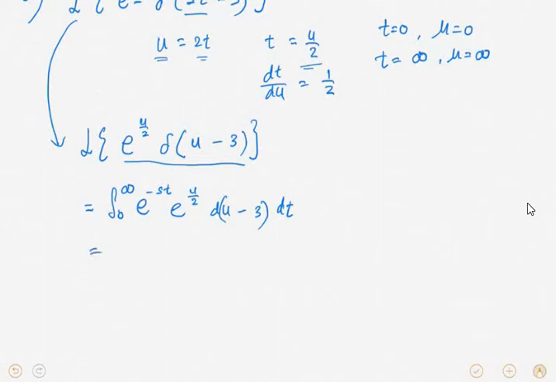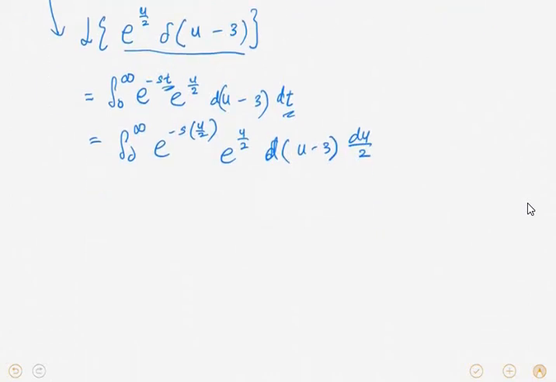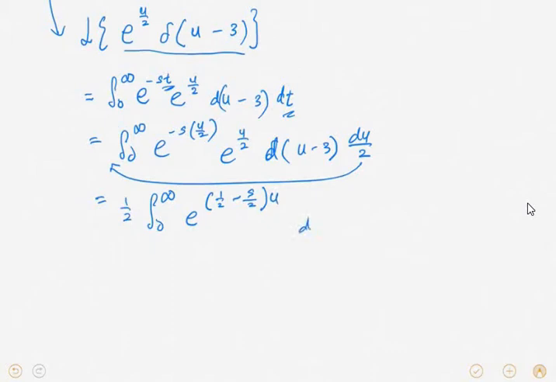Okay, and then we simplify. Again, here you have t, here you have t, you have to substitute t in terms of u. So e to the negative s u over 2, e to the u over 2, delta(u minus 3), du over 2, then equal to, this half we can take out, so it's a half. Here we take out the u, so you have half, e to the power of (1 over 2 minus s over 2) u, then delta(u minus 3) du.